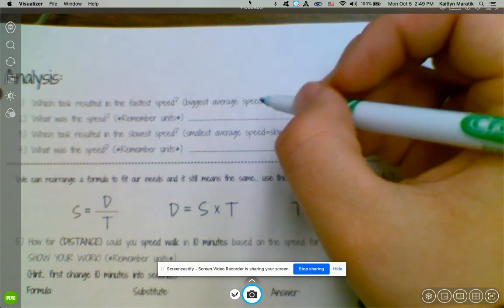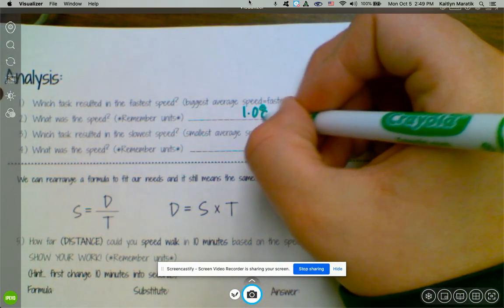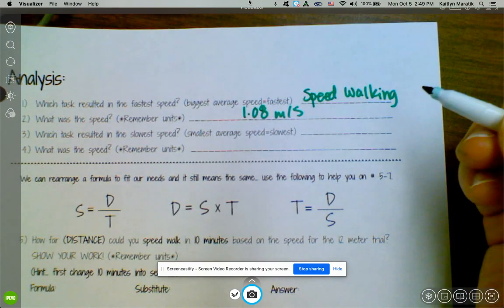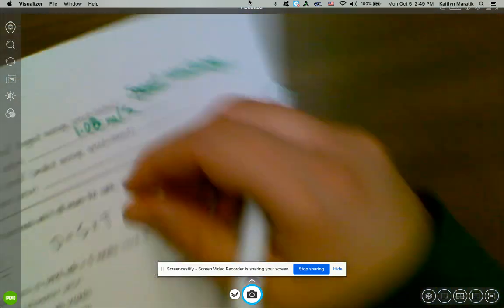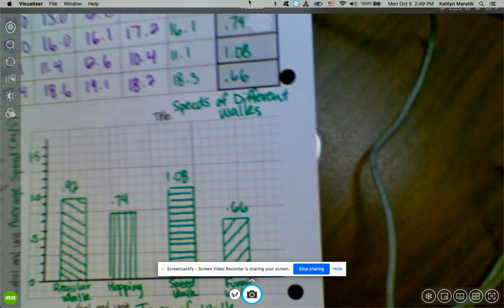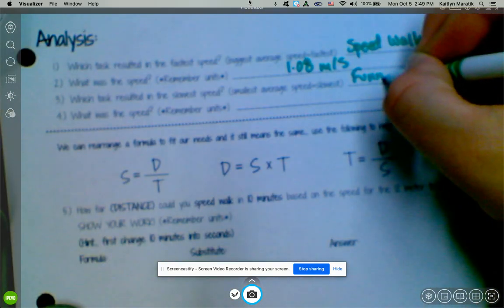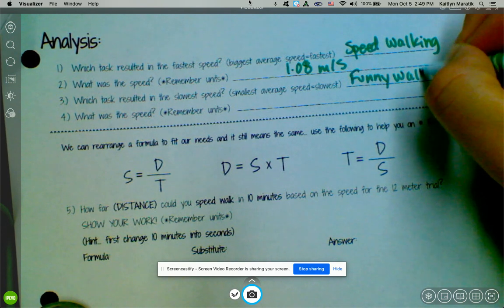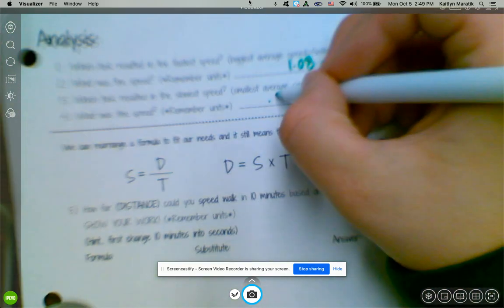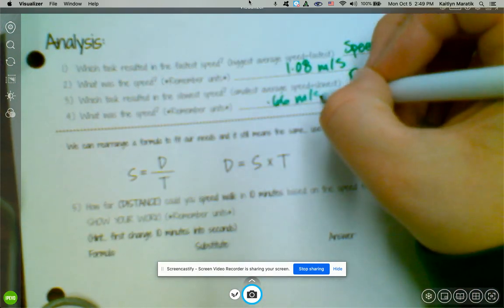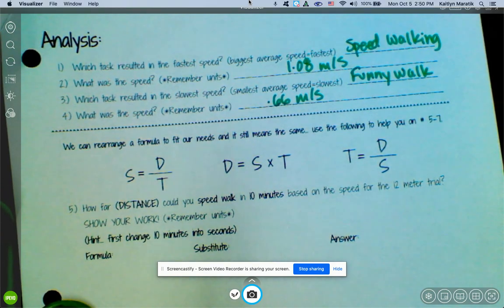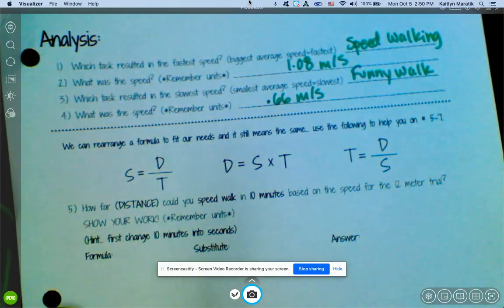And then what was the speed for mine? Which one was the slowest? For mine, it's going to be the smallest. So it was my funny walk. And remember, it says use your units. I've got my units here.